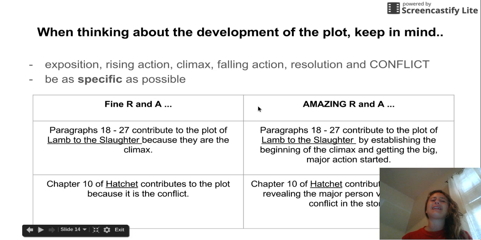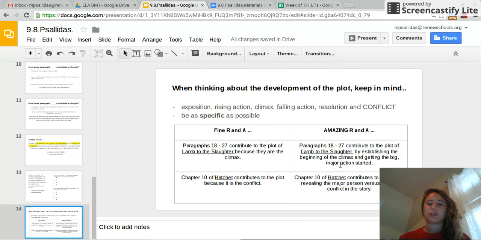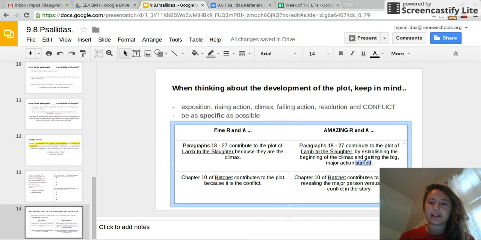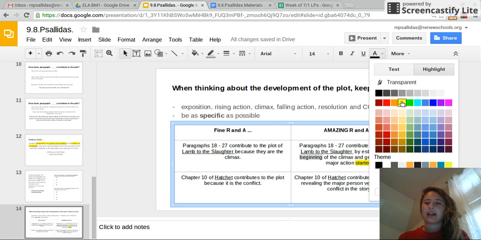But then here's that specific example we were talking about. Paragraphs 18 through 27 contribute to the plot of Lamb to the Slaughter by establishing the beginning of the climax and getting the big major action started. So again, see how this one is specific with where it actually falls. It doesn't just say that it's the climax, but it says it's the beginning of the climax.